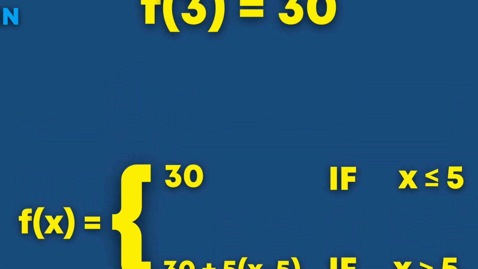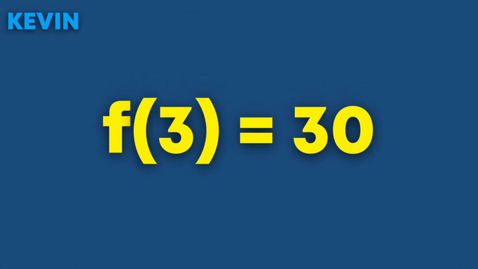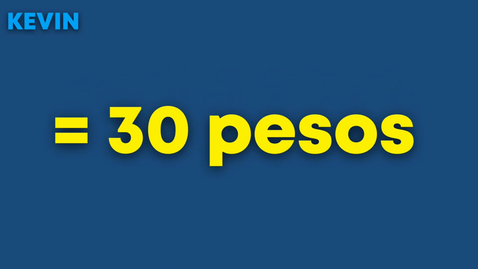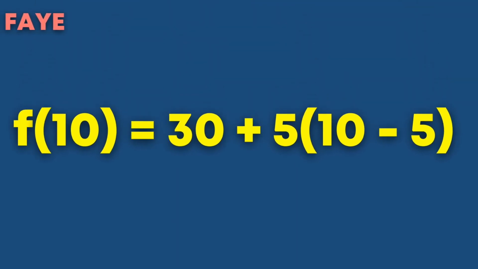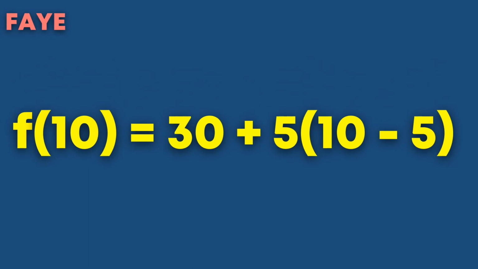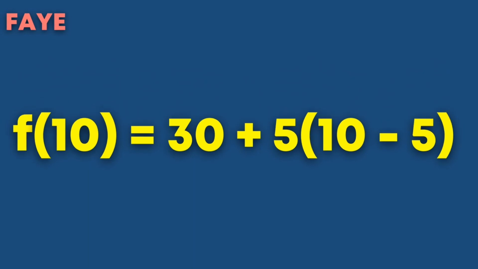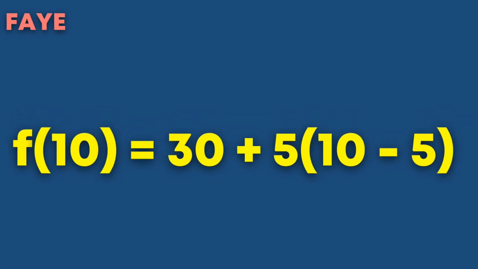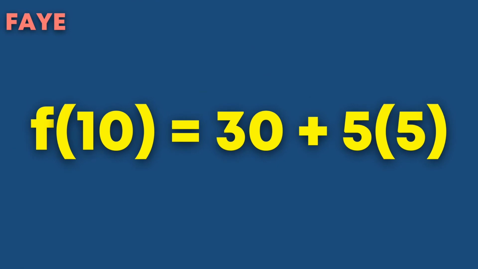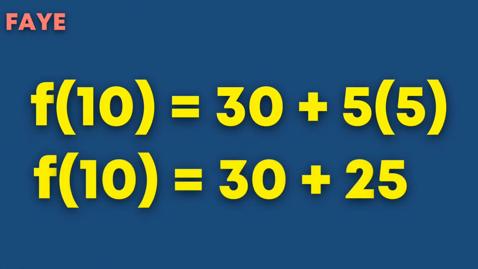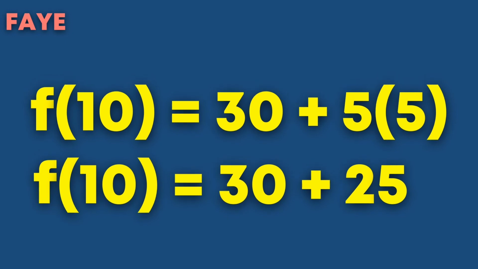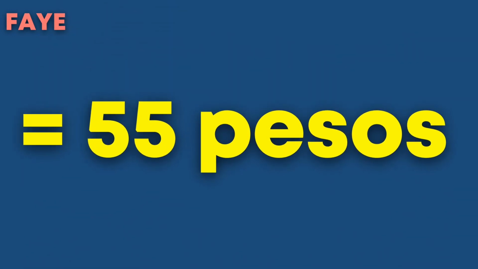So, for Kevin, since he lives 3 kilometers away, it is less than 5. So, he will only pay 30 pesos. However, for Faye, she lives 10 kilometers away. So, if we plug the value 10 for our x, we will get 30 plus 5 times (10 minus 5), which will become 30 plus 5 times 5, which will become 30 plus 25 or 55 pesos. And that's why your fare is 55 pesos.